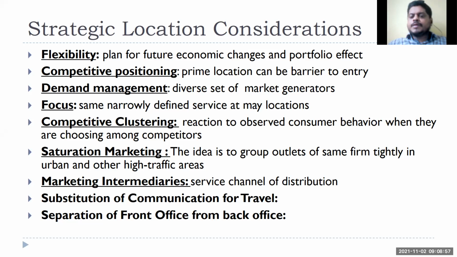Focus: some narrowly defined service at many locations, right? What is your vision? That is where your fast food restaurant comes into the picture. They don't want to give you 1,000 options in food. A fast food restaurant, whichever you see, might have 15, 20 or maximum 30 food options. They are not like a 5-star or a 3-star hotel where there will be 200 options to choose from. Competitive clustering, again, is related to competitive positioning, and we'll discuss that in detail.